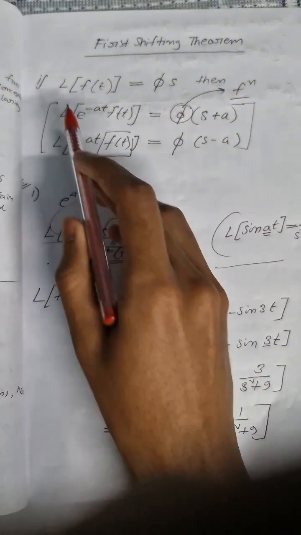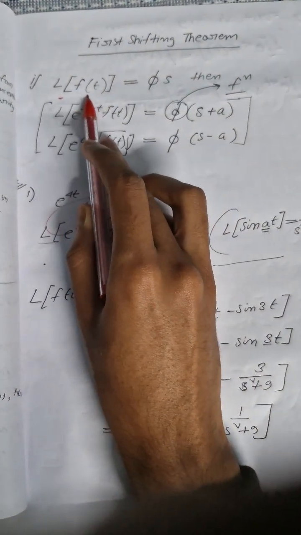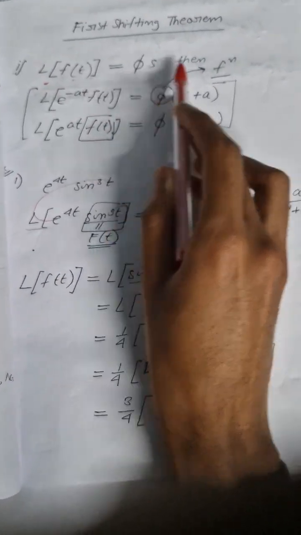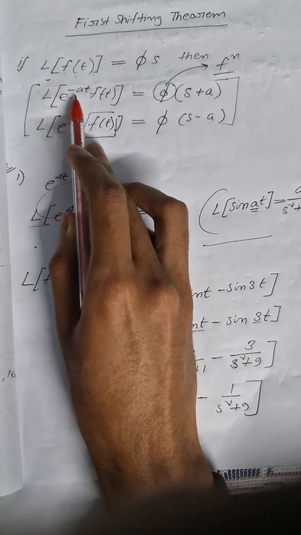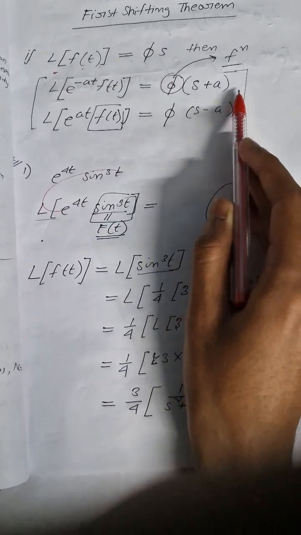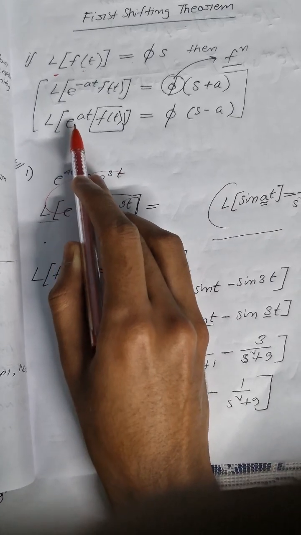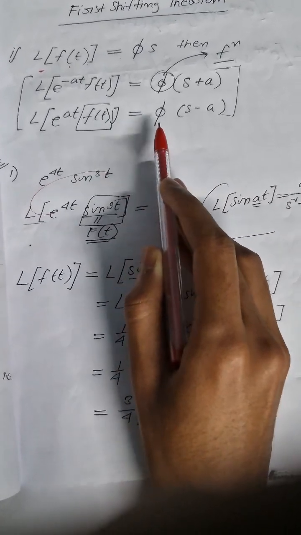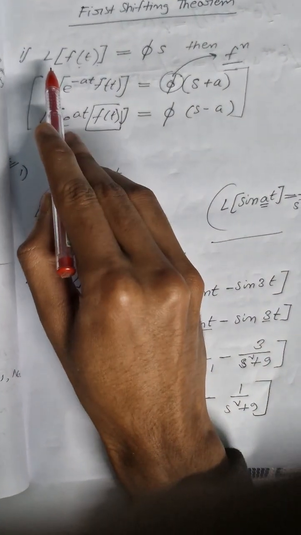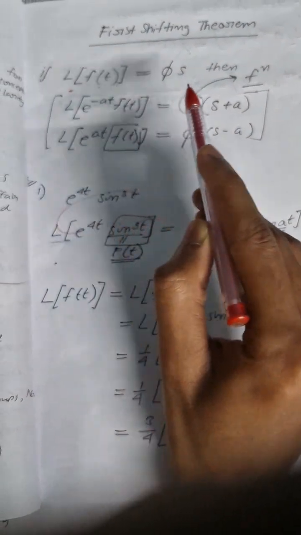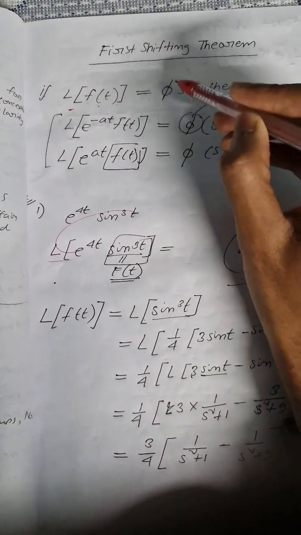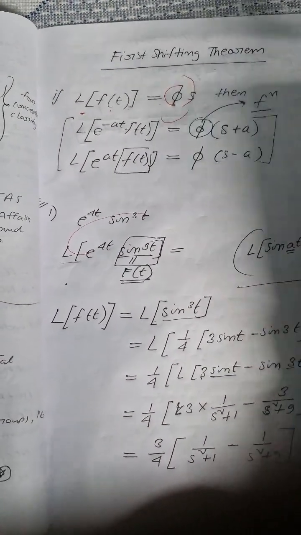So if Laplace of some function f(t) equals phi(s), this we already know, then Laplace of e to the power minus at f(t) becomes phi(s plus a), and Laplace of e to the power at f(t) becomes phi(s minus a). This we already know, Laplace of f(t) equals phi(s). Here phi is some function.